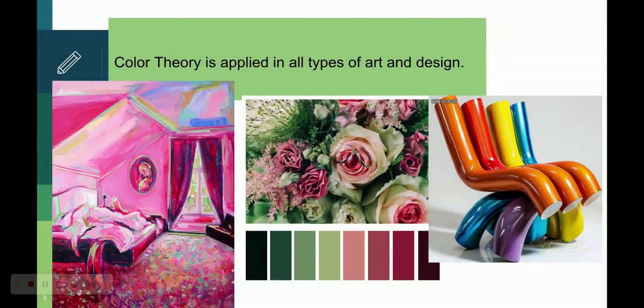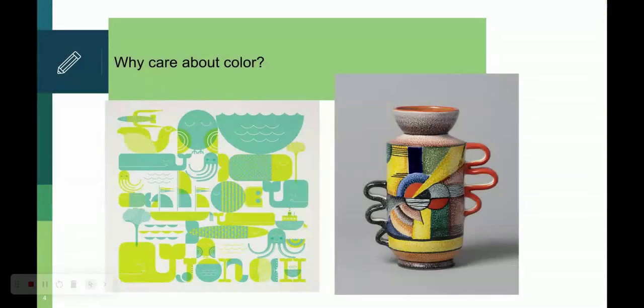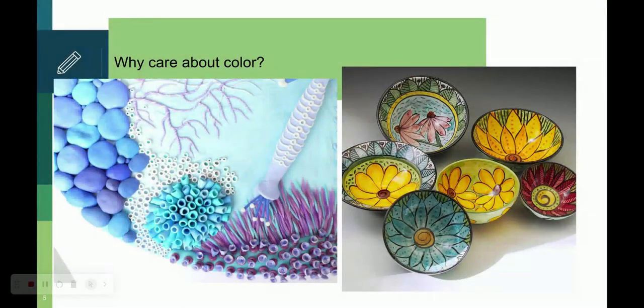Color theory is applied in all types of art and design. Color theory is thought of in drawings and paintings, photography, sculpture, ceramics, graphic design, clothing design. Why care about color though? Well, color is amazing. You can do amazing things with color. It makes your work look so much more interesting, and artists use color in different ways.